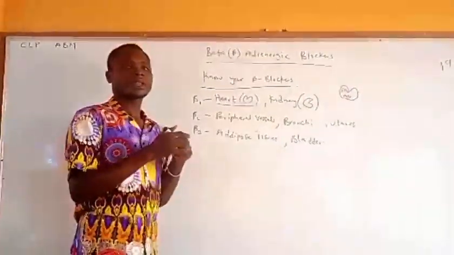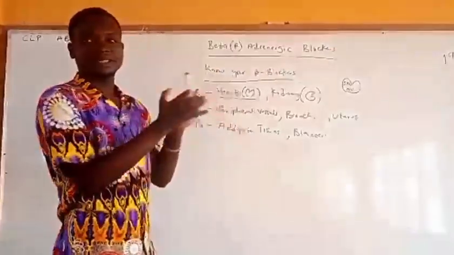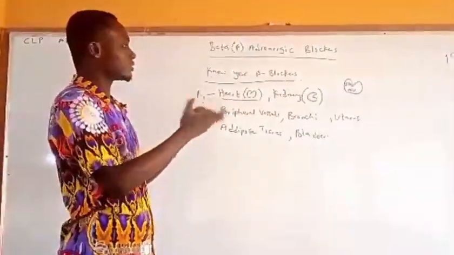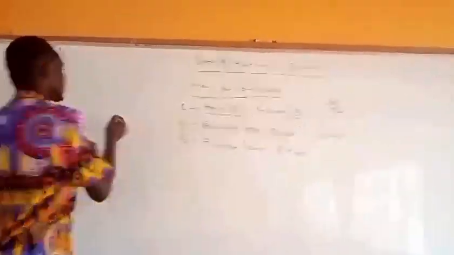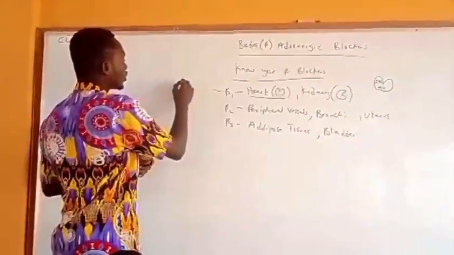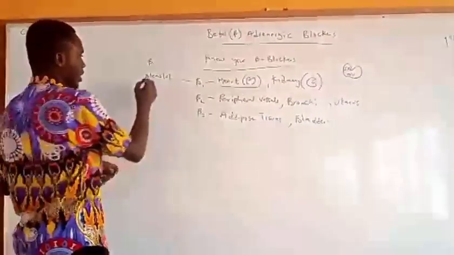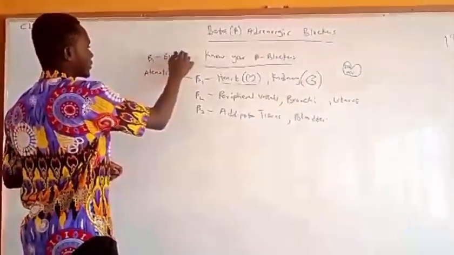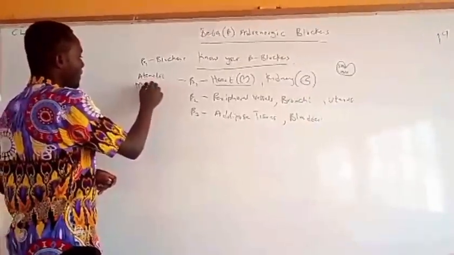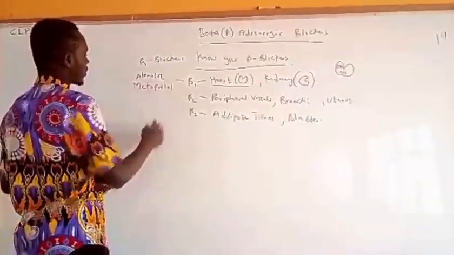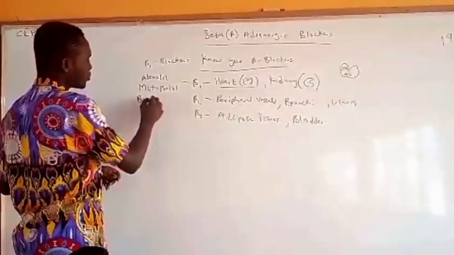Okay. Now, when we block these receptors using drugs like atenolol, so that's beta1 blockers. Atenolol, metoprolol, and then bisoprolol.